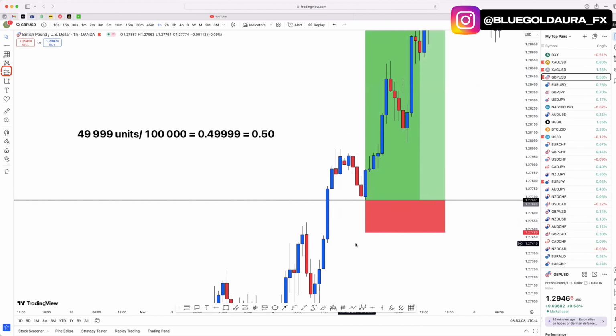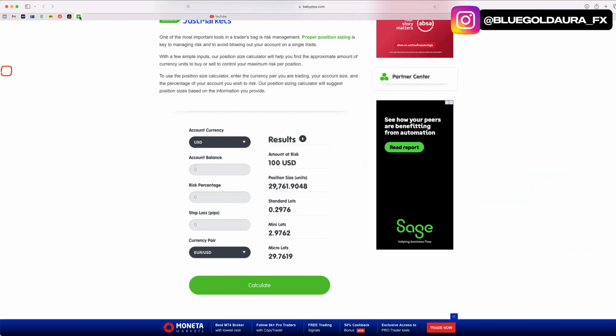Now let me take you to the next method, which is quite simple. Again, you don't have to take much time, but you just need to know the inputs. Number one, remember your risk tolerance. You must know your account balance, and then you must know your stop loss size. Simple. So let me take you to this tool.